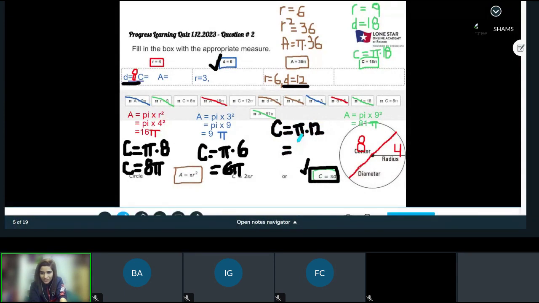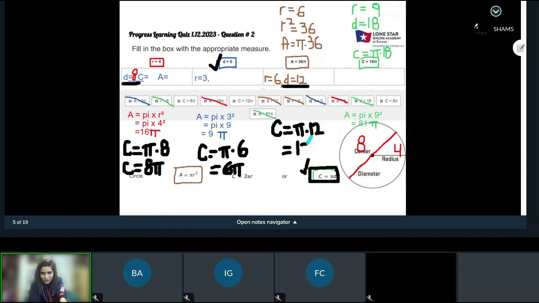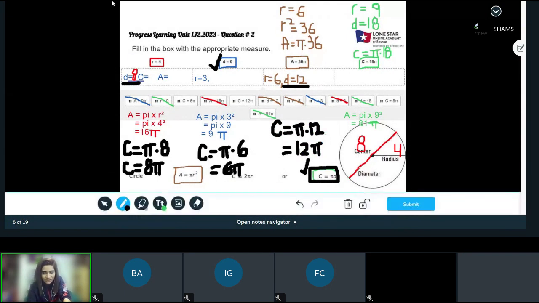In the last one, circumference is already given, so you don't have to find it. That is how you do this question. This is question 2.